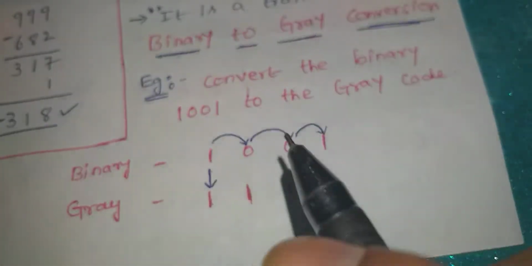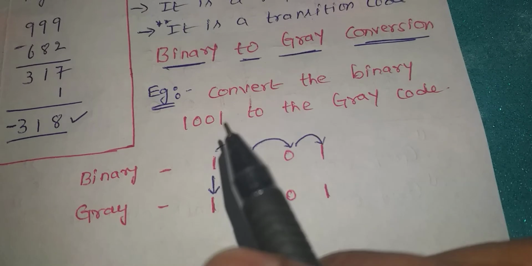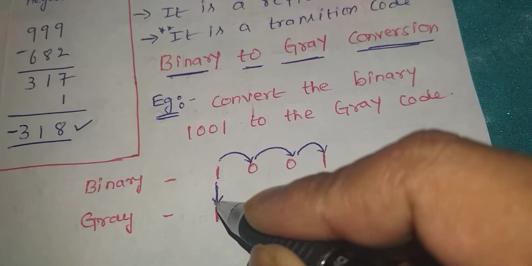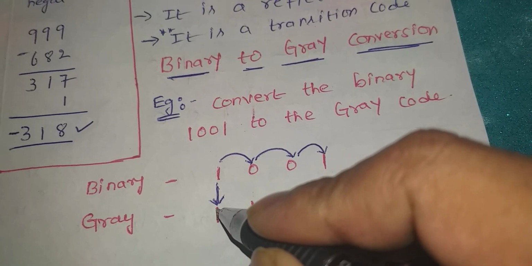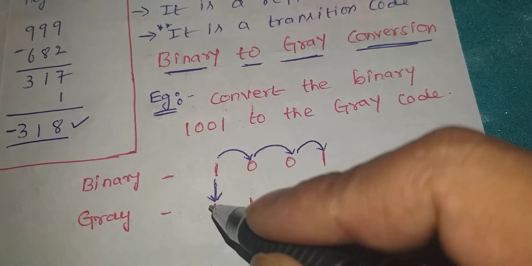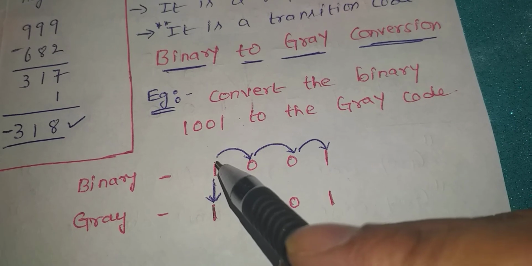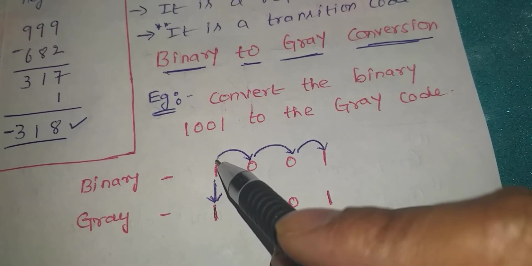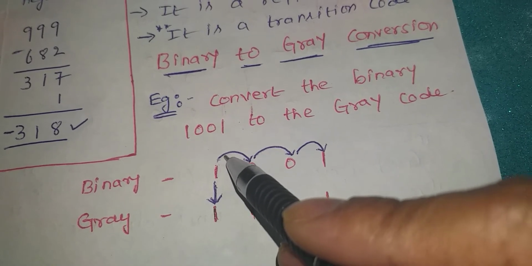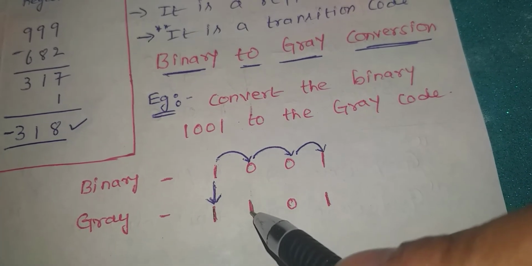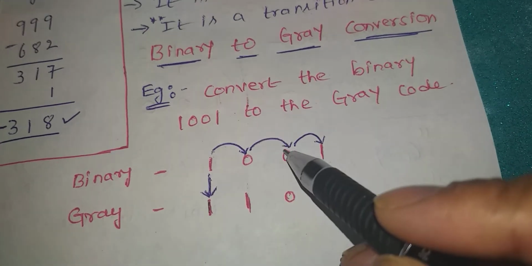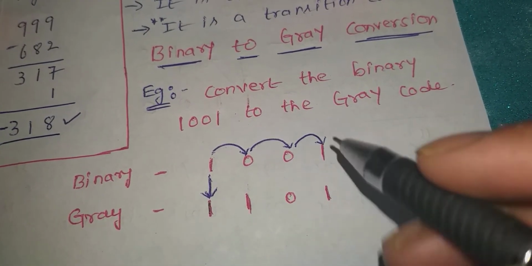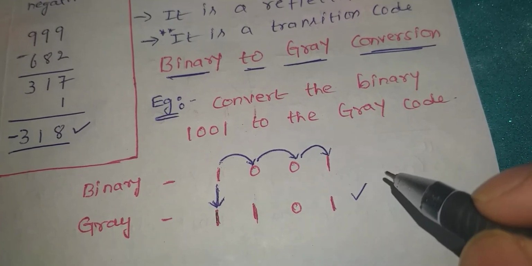Now what is the binary number given? 1001. You have to take the MSB as it is in the gray code. Okay, you have to take this MSB as it is. Now you have to check the transition from the given binary. That means 1 to 0, there is a transition, the output is 1. 0 to 0, there is no transition, the output is 0. 0 to 1, there is a transition, the output is 1. In this way, you have to convert the binary to gray.